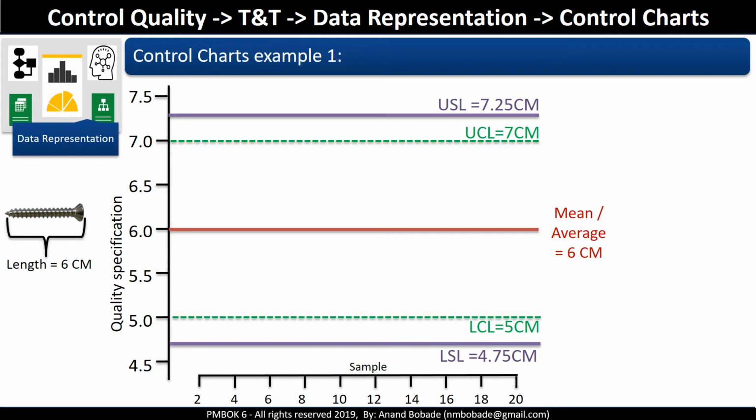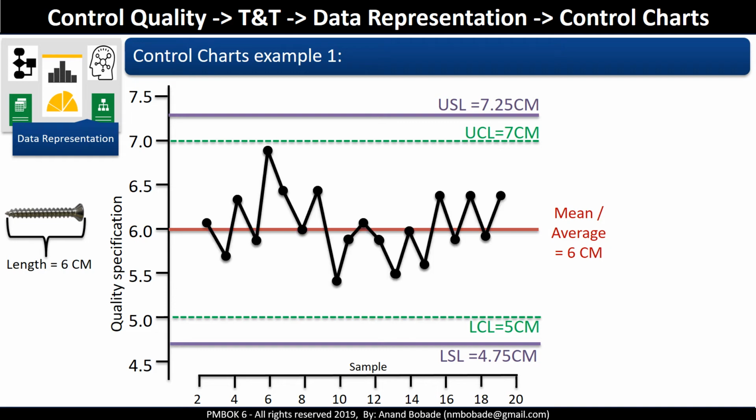Let's continue with the same example to see how to plot the data points on control chart and analyze the outcome. During manufacturing process, as the products are getting produced, length is measured and plotted on the control chart. If you observe the chart, you can notice all data points are between upper control limit and lower control limit. This means process is in control. As you can see, this is a happy scenario and production will proceed as planned.